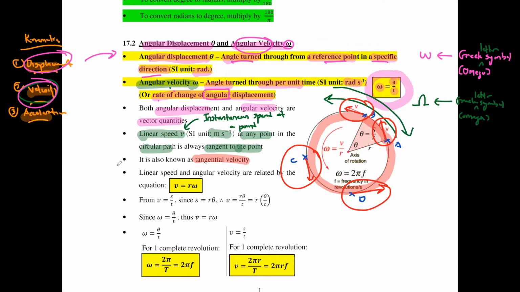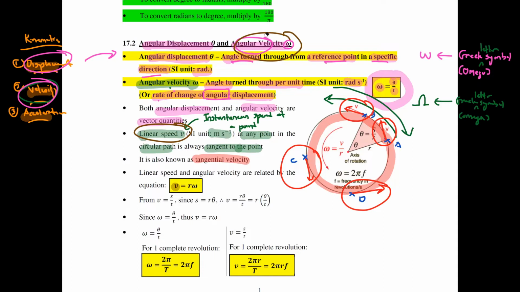Okay, now there's an equation that you will often use when you want to relate angular velocity and linear speed together. That one is v equals r omega. The relation between linear speed and angular velocity is this equation. This one you use quite often. All right. Now, how do you get v equals r omega?